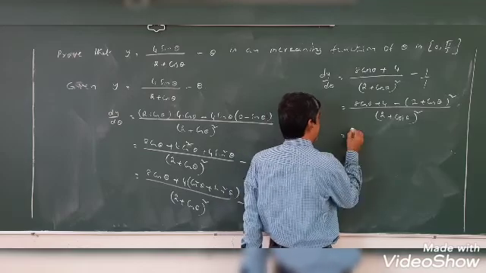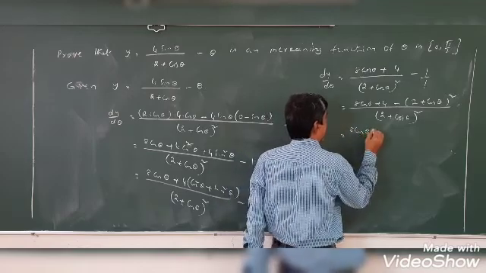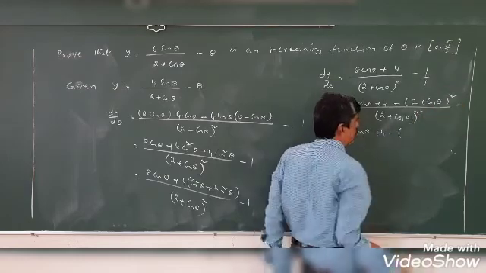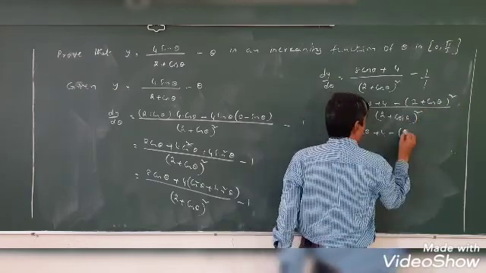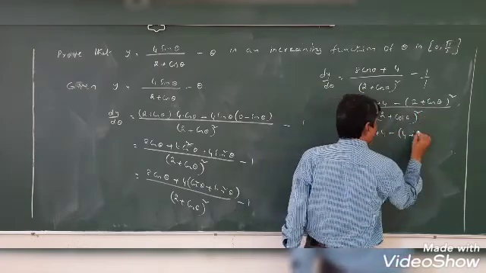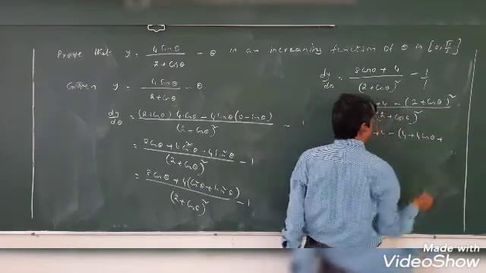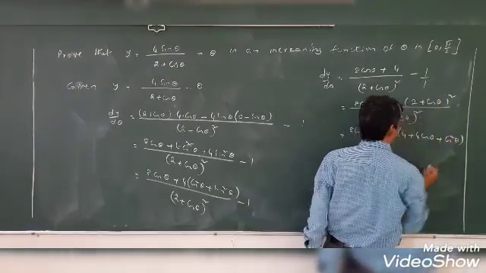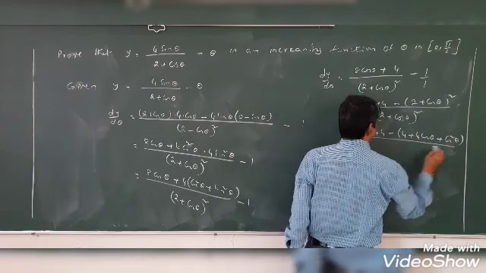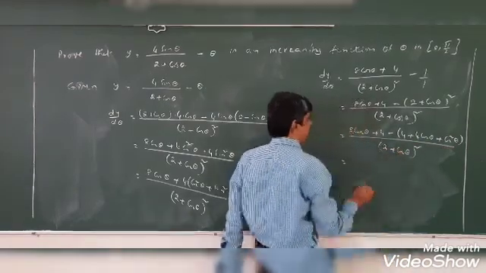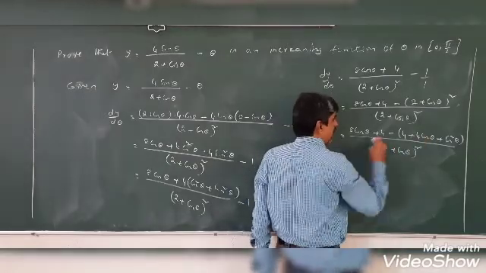Then simplify. This is 8 cos theta plus 4 minus of, this is a plus b whole square. So a square means 2 square, 4, plus 2ab means 2 into cos theta, this is 4 cos theta, plus b square means cos theta whole square, means cos square theta, all over 2 plus cos theta whole square. So expand this bracket.